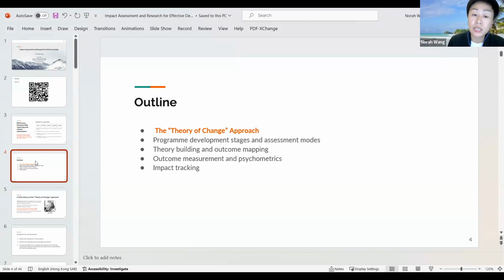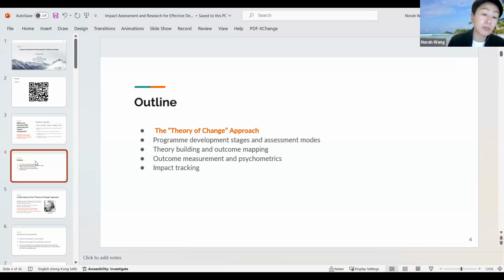And then the fourth part is outcome measurement and psychometrics. Psychometrics, of course, is another area of knowledge that is quite key when it comes to scale selection. I won't go into details about psychometrics, because that would take a psychologist one semester to properly learn. But tonight I will introduce some basic concepts that are quite relevant when it comes to scale selection for outcome measurement.